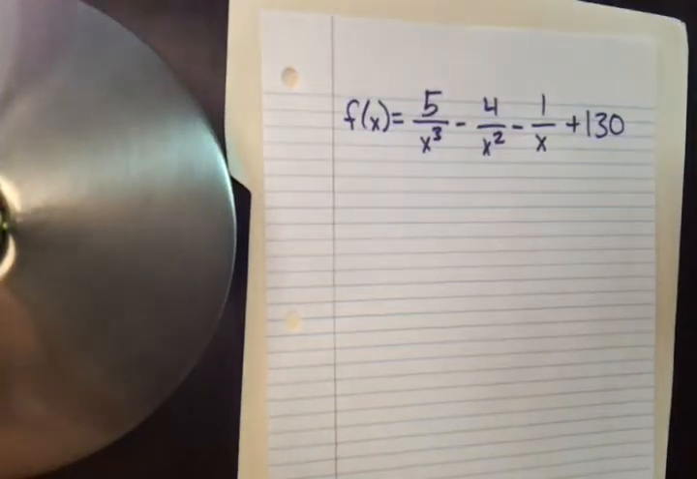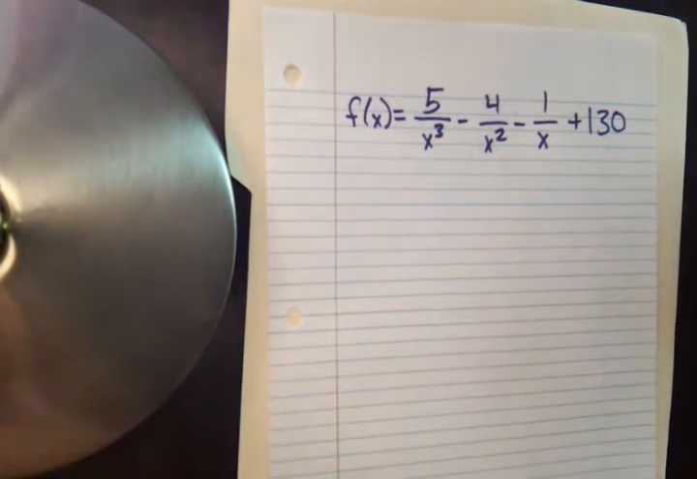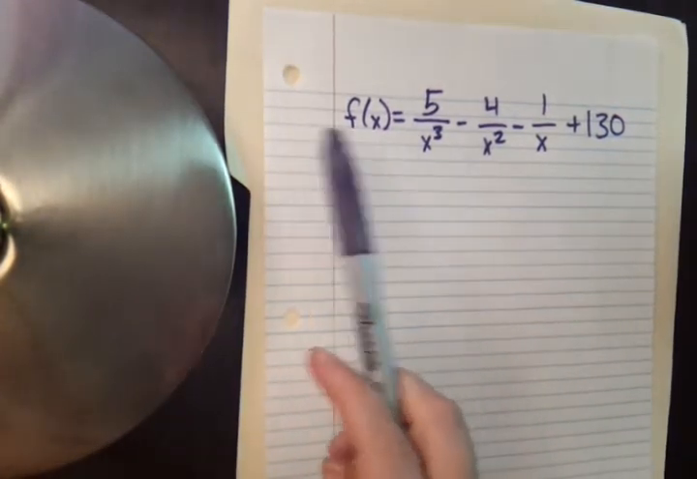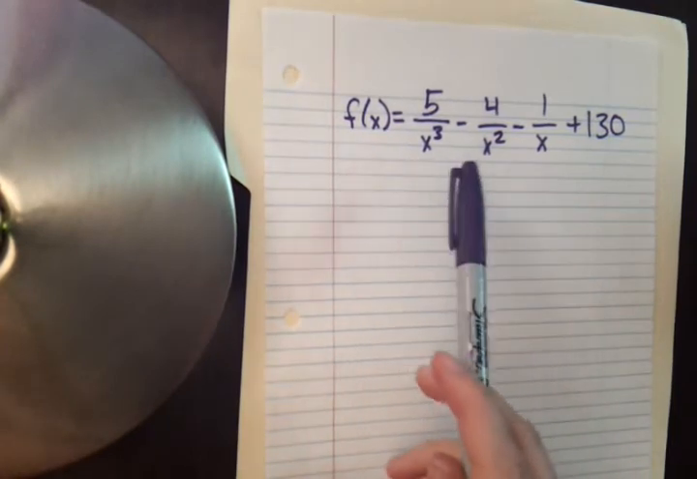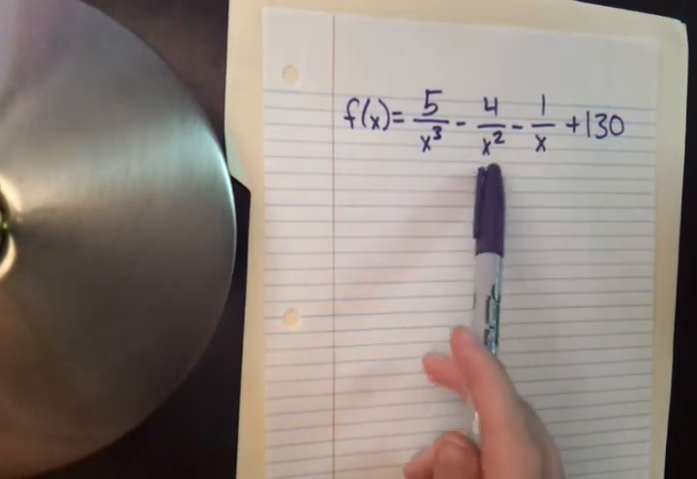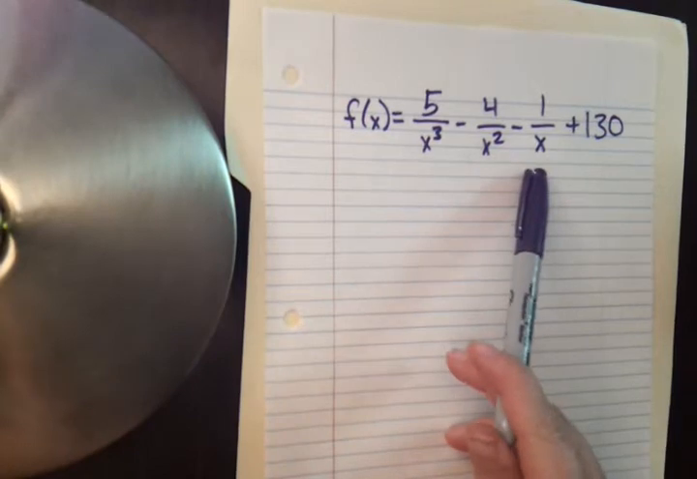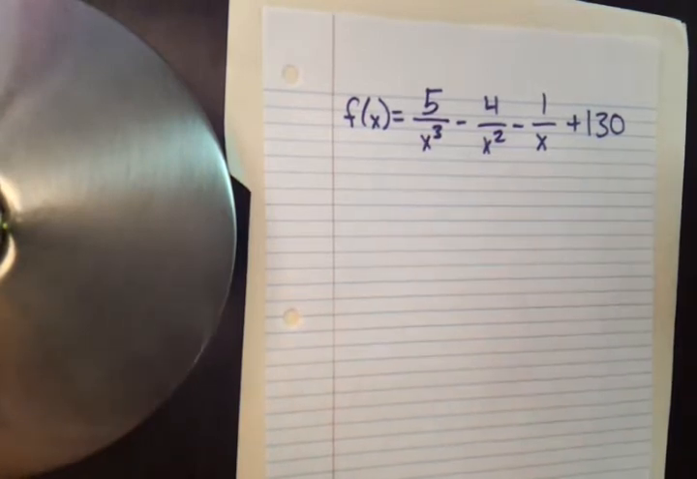Let's take a look at homework 5, number 5. They're asking us to find the derivative of a function using the rules of differentiation. And the function that they've given us is f of x equals 5 over x cubed minus 4 over x squared minus 1 over x plus 130. And we need to use rules of differentiation.